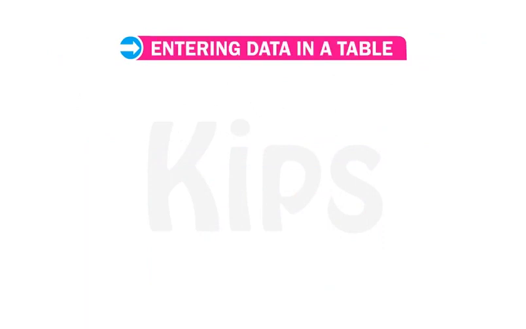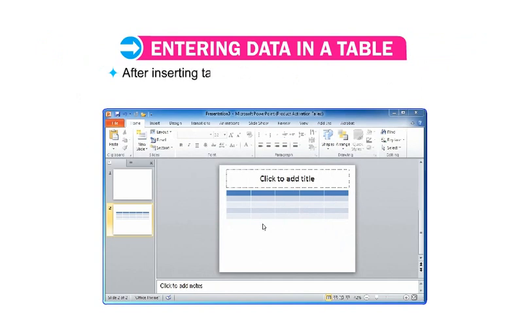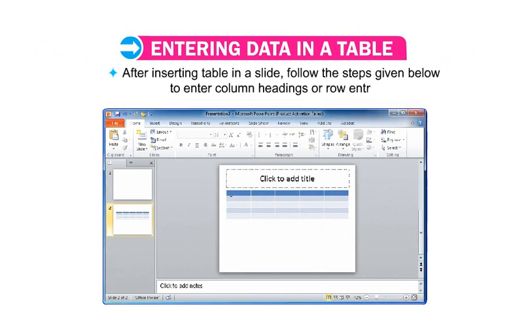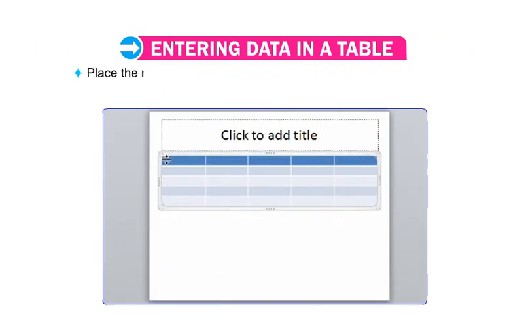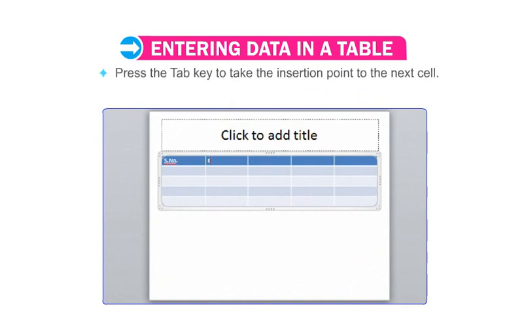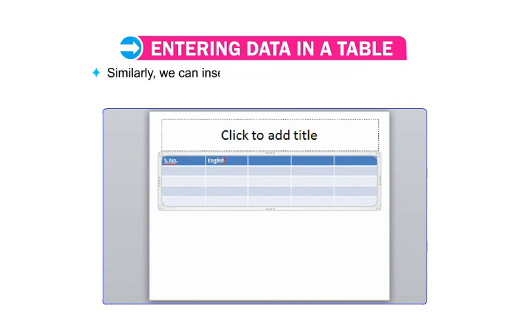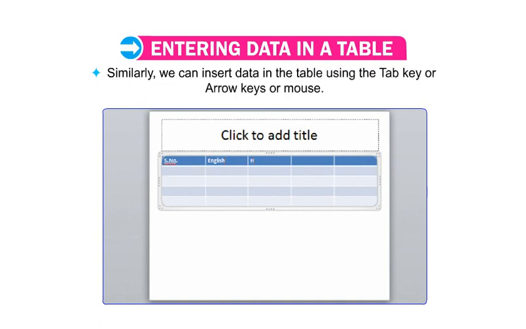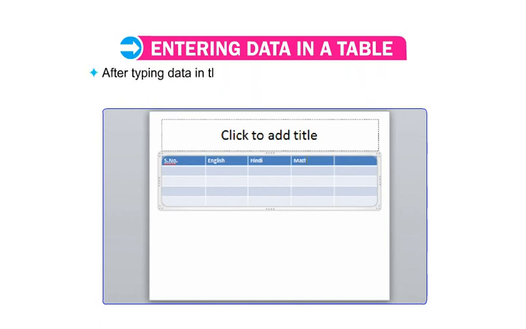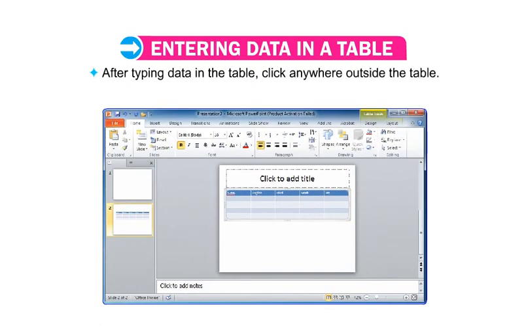Okay, let's discuss entering data in a table. After inserting a table in a slide, follow the steps given below to enter column headings or row entries. Place the mouse pointer in the first cell of the table and type the heading. Press the Tab key to take the insertion point to the next cell. Type the heading for the next cell. Similarly, we can insert data in the table using the Tab key, arrow keys, or mouse. After typing data in the table, click anywhere outside the table.